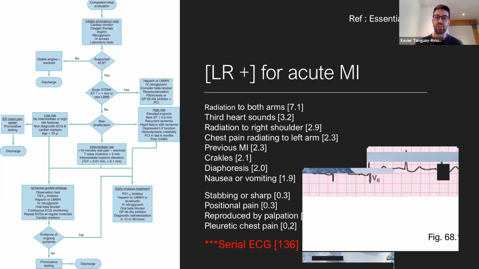So stabbing or sharp chest pain, positional chest pain, reproducible by palpation, but nothing is 100% absolute. This is just increasing or decreasing. And note that the serial EKG has a likelihood ratio of 136. So it's the thing that was the highest in the list.